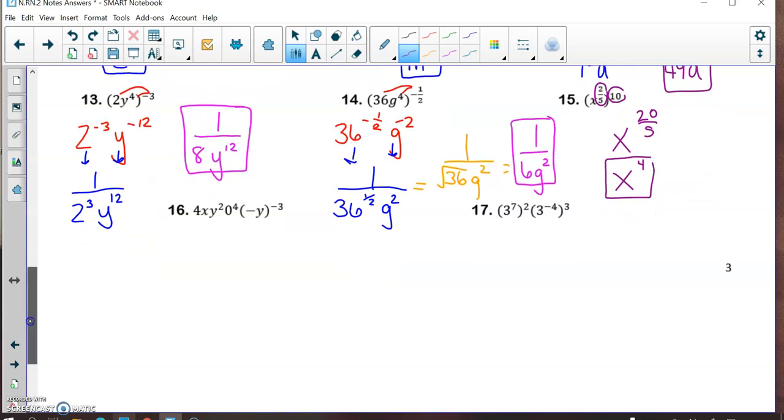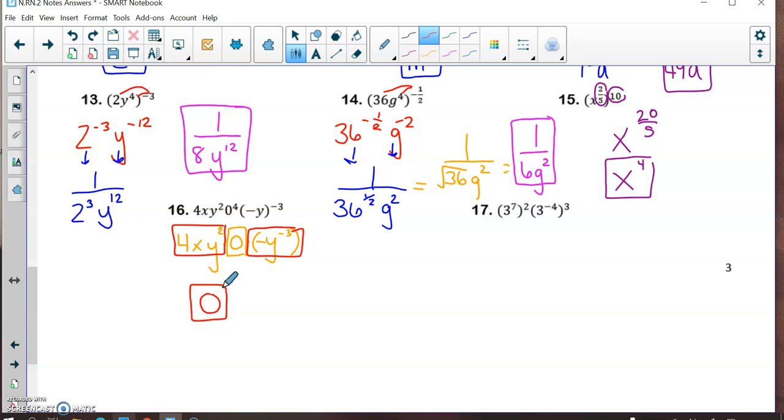All right, and then the next one here, I wind up with a 4xy squared, and a 0 to the 4th power is a 0, and then times a negative y to the negative 3rd power. Well, you guys should have noticed something, that we have this 0 here. And a 0 times anything is 0, and this 0 is being multiplied by this first half and by this last half, so 0 times all of that would just wipe out the whole answer to 0.